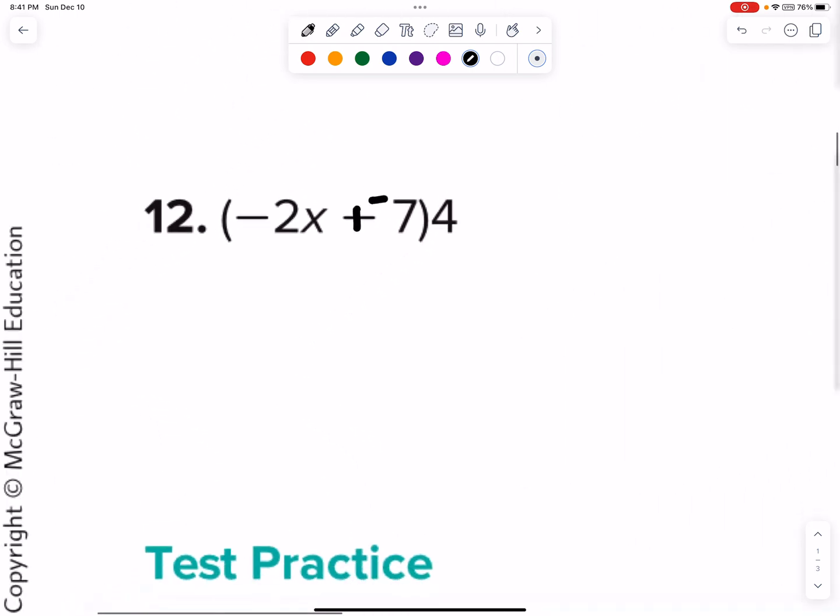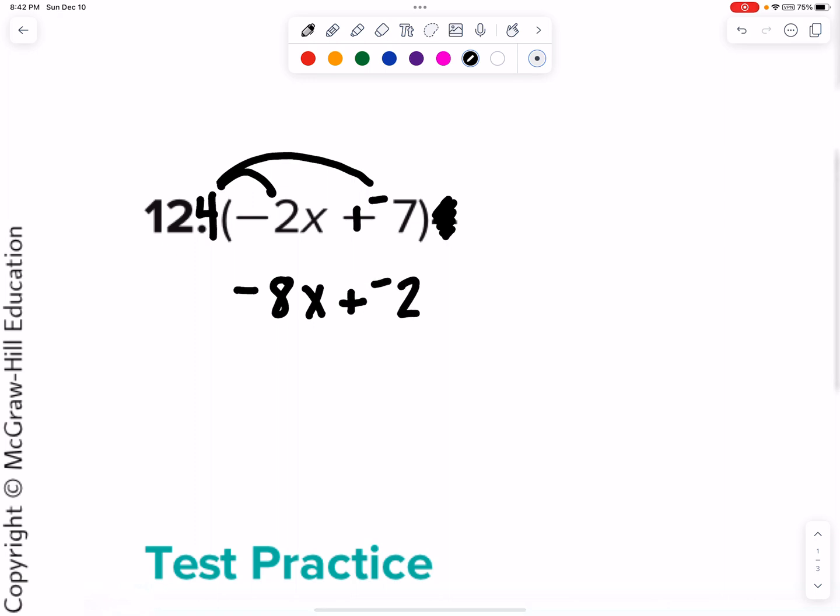Let's jump down to 12. We're just distributing this way. It's the same thing, though. And to be honest, you really could put the 4 here. It really doesn't matter. If that helps you to distribute it, that's very okay for you to do. So we have a negative 8x, 4 times negative 2, and 4 times a negative 7 is a negative 28. Remember, you can't have a parenthesis here, so you do have to make sure your final answer says minus 28 at the end instead.